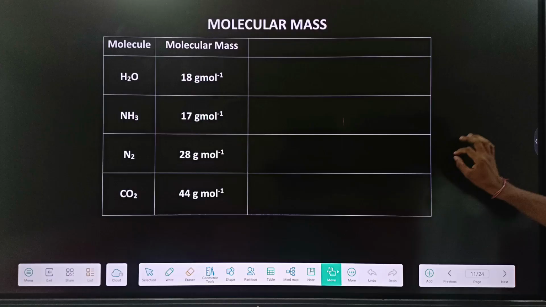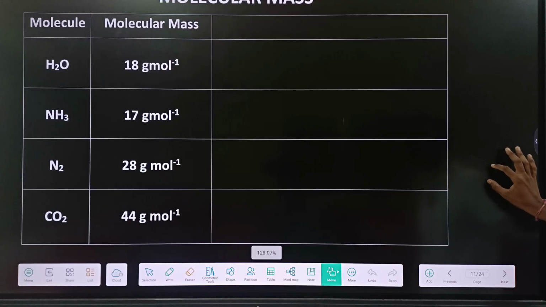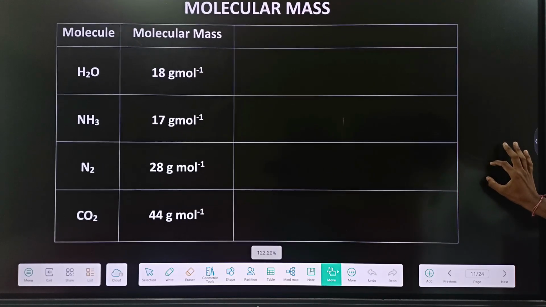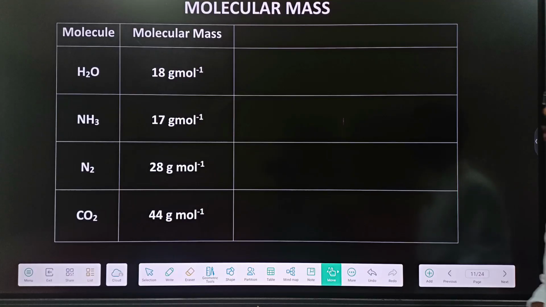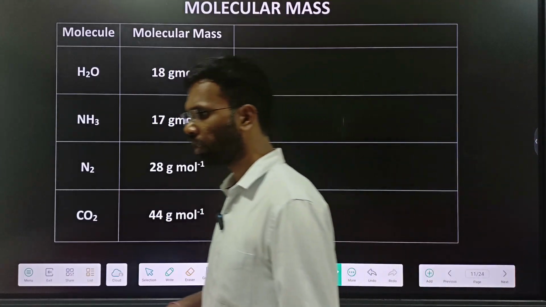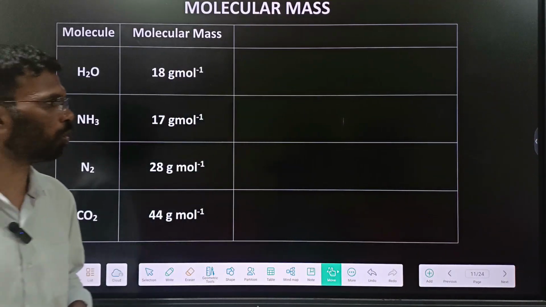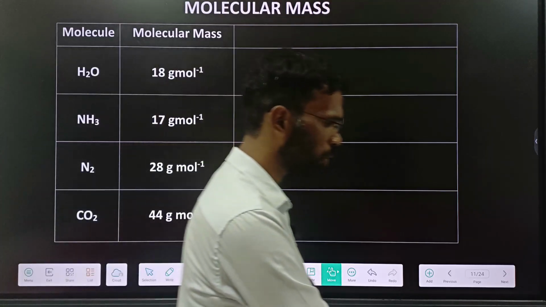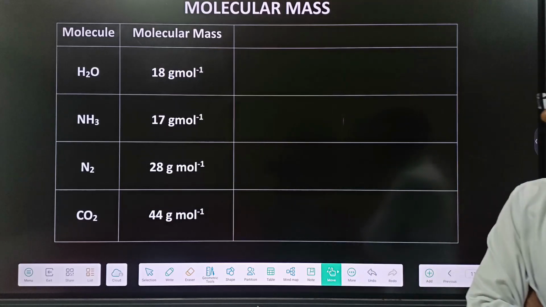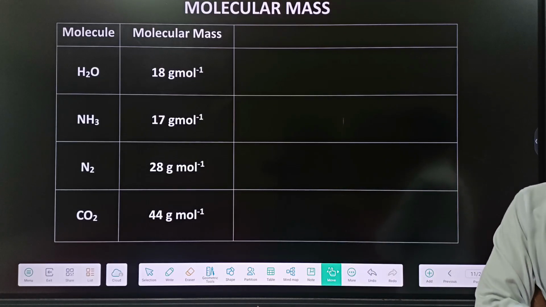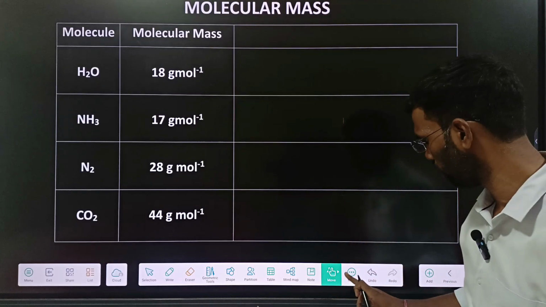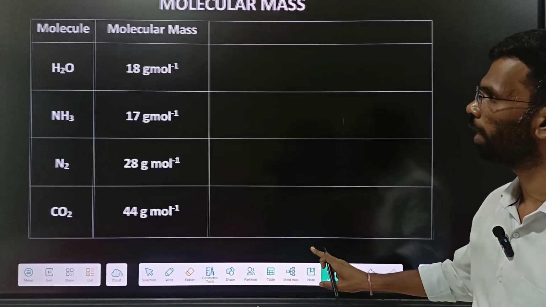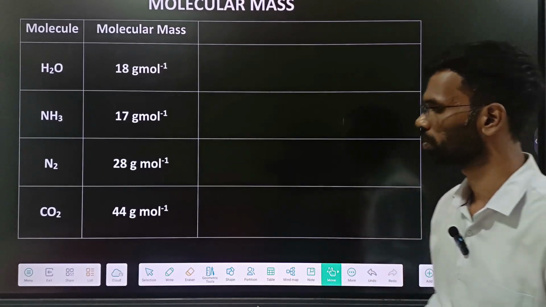Molecular mass. Coming to this point. Molecular mass. So water has a molecular mass of 18 grams per mole. Ammonia has 17 grams per mole. Nitrogen gas has 28 grams per mole. And carbon dioxide has 44 grams per mole. These are the reported values of the molecular masses, right?